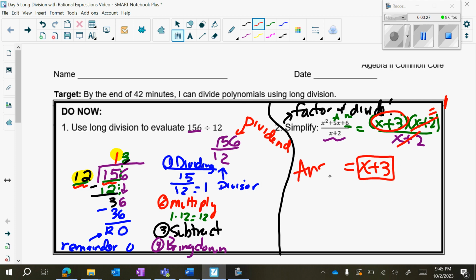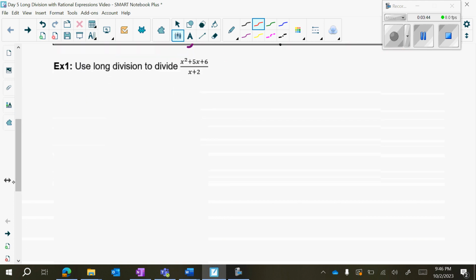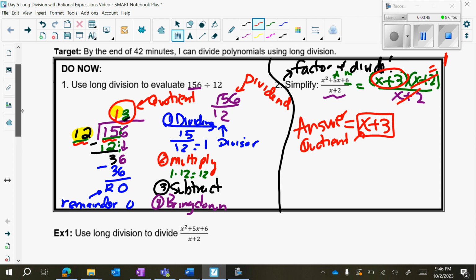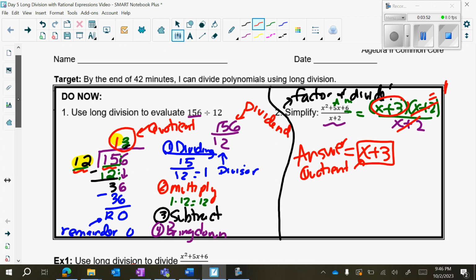Now, that answer has a special name. When we divide, the answer is called the quotient. So I'm going to mention that here, and I'm going to mention that that 13 in number 1 was also the quotient. All right, now I want you to remember that for what we're about to see down below. Down below, you see the same question. You're probably thinking, well, we know the answer to this. It was number 2. It was x plus 3. But now I'm going to show you how to use long division, just like we did with number 1, to evaluate this.